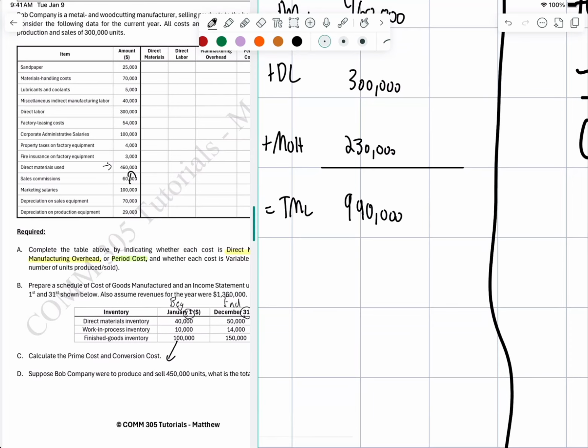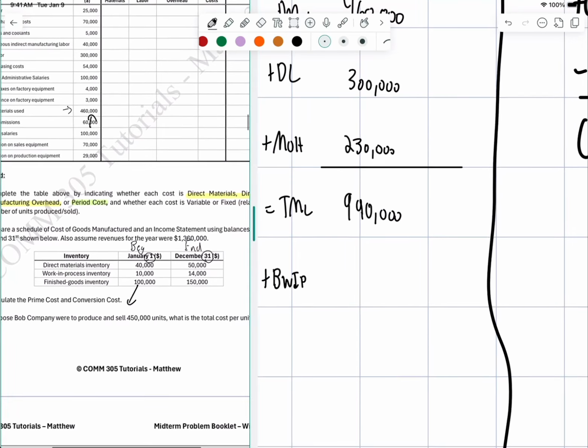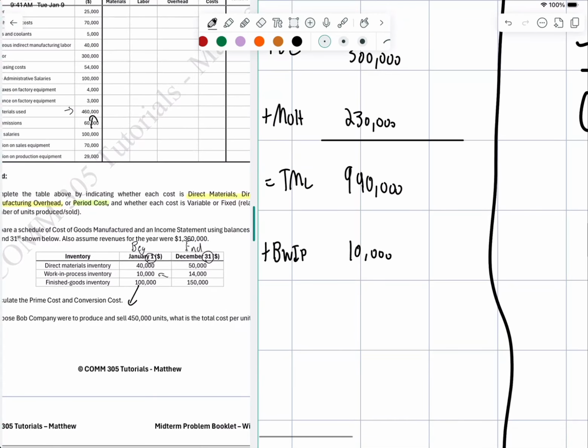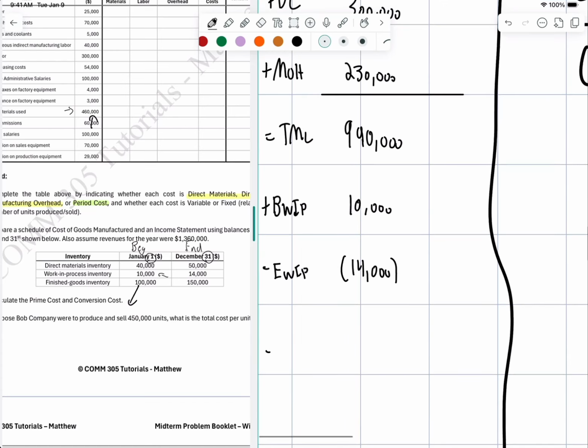Next, guys, going through this here. After your TMC, you add your BWIP, which is your beginning work in process. That's all the material and labor you spent last period. So BWIP on the 1st of January was 10,000. You minus the EWIP of 14,000. And that gives you your COGM of 990 plus 10 minus 14, that's 986.